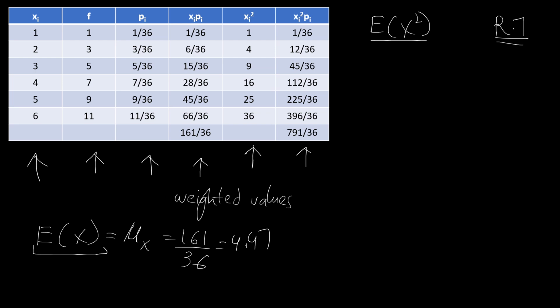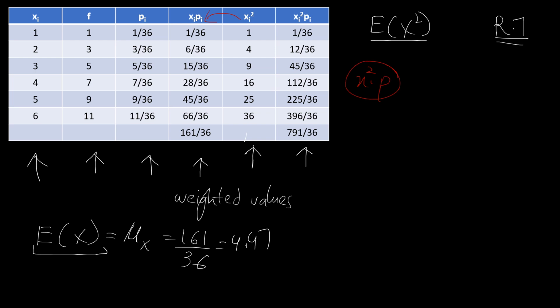And finally, in the sixth column, what we've done is we've multiplied the values in the fifth column with the values in the fourth column. So let me just change the color. So we've multiplied the values in the fifth column with the values in the fourth column to obtain the values in the sixth column, right? And that gives us basically x squared times the probability.